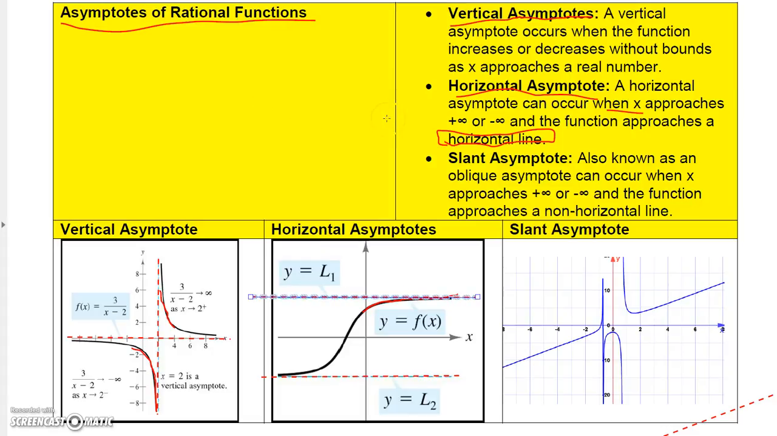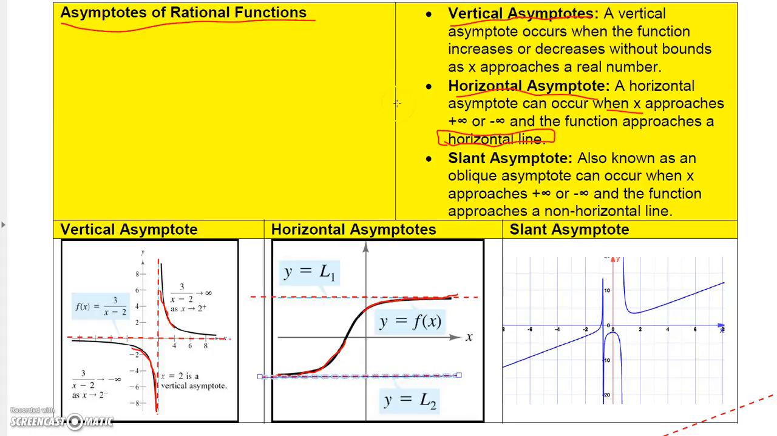Now also, as x goes to negative infinity, if the graph gets closer and closer to some line, then that line right there is also a horizontal asymptote. So you can have more than one horizontal asymptote, but most of the graphs I work with, the horizontal asymptote is usually the same in both directions.